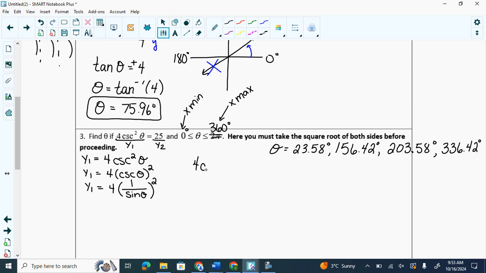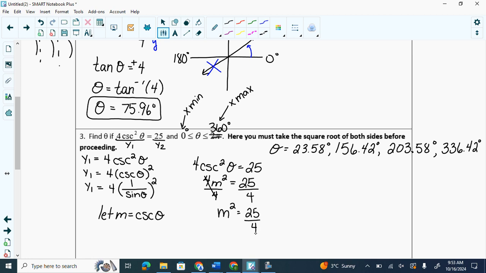So we have 4 cosecant squared theta equals 25. And if the cosecant is overwhelming, we can let m equal cosecant theta. We get 4m squared equals 25, and a lot less people are freaked out about that. How do I get m by itself? Divide by 4 first. M squared equals 25 over 4. Then what am I going to have to do? Square root, and when I do this symbol, what do I have to do? Plus minus, which is actually going to get me all the positives and all the negatives, which is why I get 4 answers. So plus or minus 5 over 2.